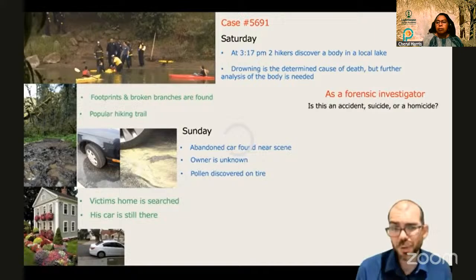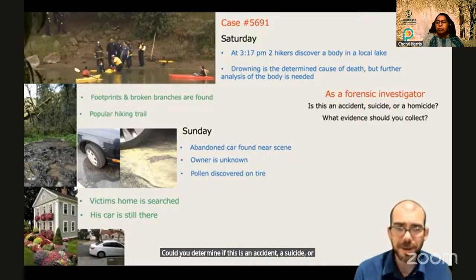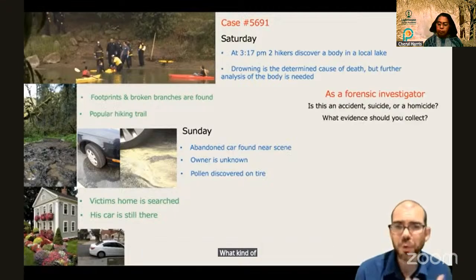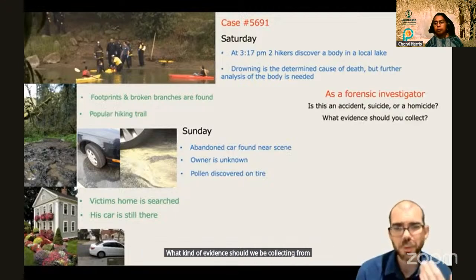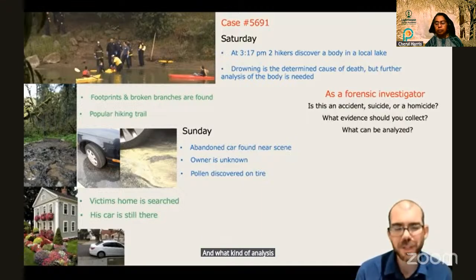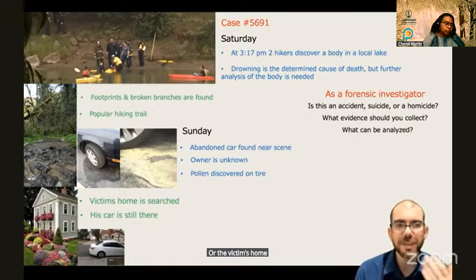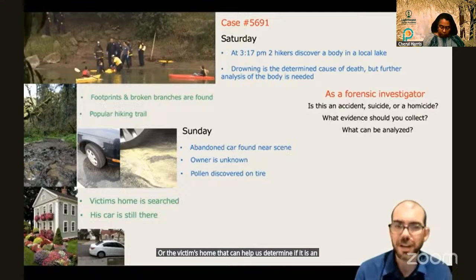Could you determine if this is an accident, a suicide, or a homicide? What kind of evidence should we be collecting from these crime scenes? What is relevant, what is not, and what kind of analysis can we do? What kind of analysis could we do on the body or the hiking trail or the car or the victim's home that could help us determine if it is an accident, a suicide, or a homicide?